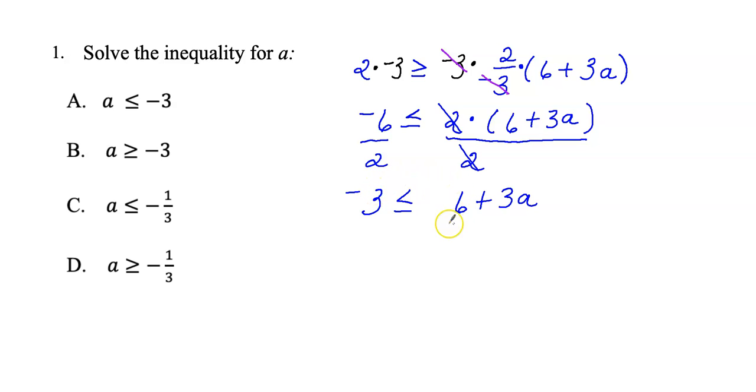Because the 6 doesn't have a letter next to it, neither does the 3, so they are like terms. So I need to make this 6 go to 0. So I'll just subtract 6. What I do to one side of the inequality, I need to do to the other, so I'll subtract 6 over here as well. These drop off. 6 minus 6 is 0.